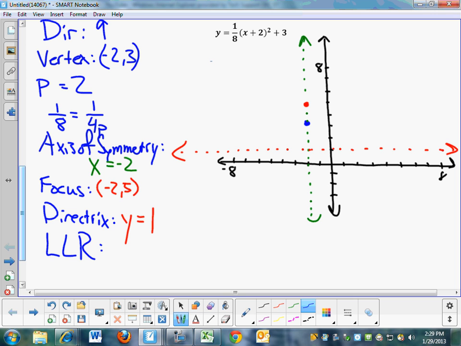Length of latus rectum. What's the length? 4P. What's P? 2. 4 times 2? 8. So if it's 8 units long, how many units do I go to each side of the focus? 4. So I'm going to go 4 to this side, and I'm going to go 4 to the other side. That's my latus rectum. And my graph will pass through the endpoints of that latus rectum. I can now sketch the graph, and it gives me a really nice shape.